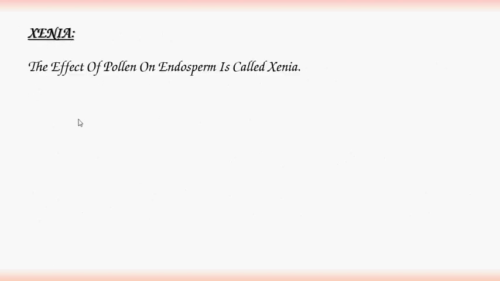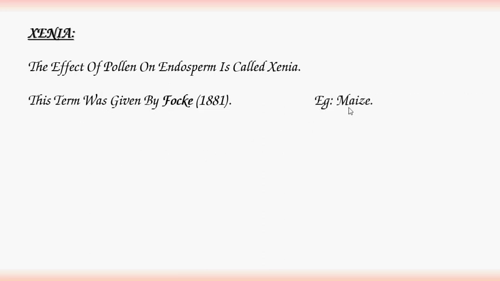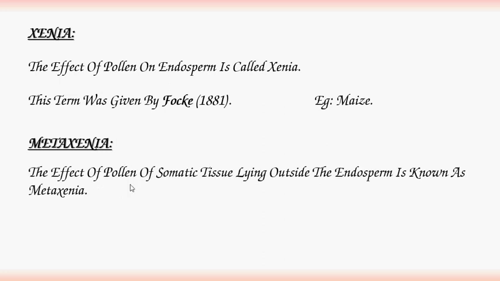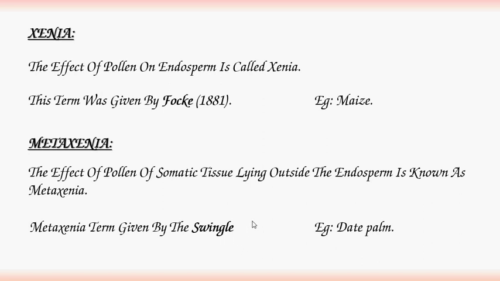Xenia. The effect of pollen on endosperm is called xenia. This term was given by Focke. Example, maize. Metaxenia. The effect of pollen on somatic tissue lying outside the endosperm is known as metaxenia. This term was given by Swingle, and it is observed in date palm.